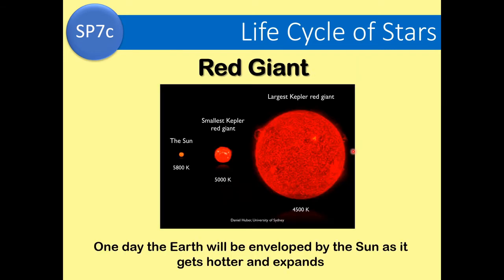Now once the Sun has used up its hydrogen, it will start to expand. There'll be more outward radiation pressure than the gravity can hold, so the Sun will start to expand. And you end up going from a star roughly this size all the way up to this size, or sometimes even this size. And the Earth will one day be enveloped by the Sun as it gets hotter and expands. So the Sun will reach the orbit the Earth currently is in.